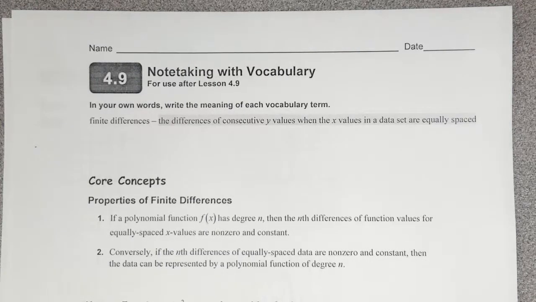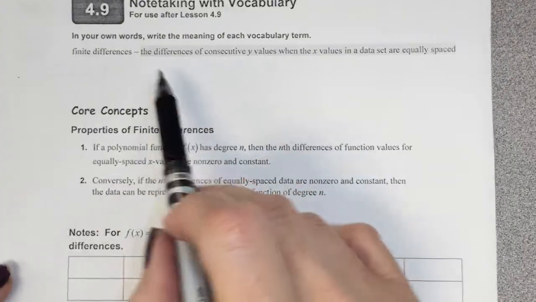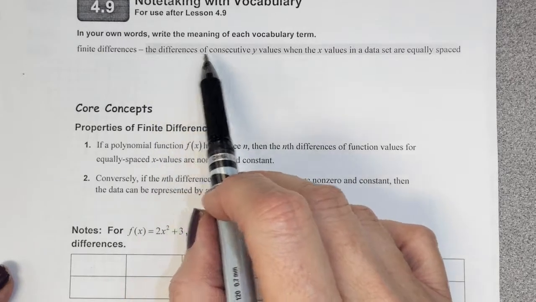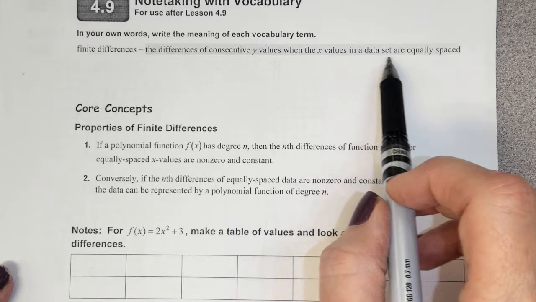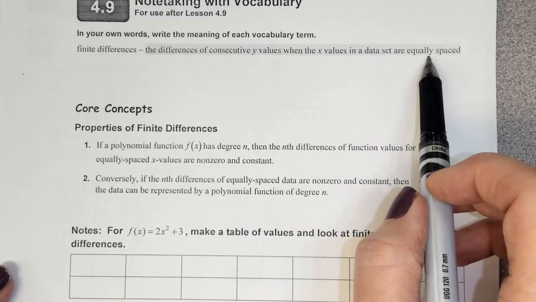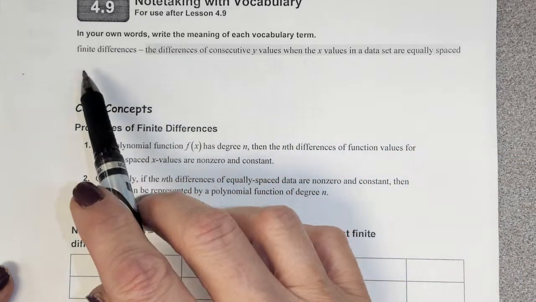We are looking at page 119 in our student journal, section 4.9. What we're looking at today is something called finite differences. Finite differences are the differences of consecutive y values when the x values in a data set are equally spaced. So here's the key on this.